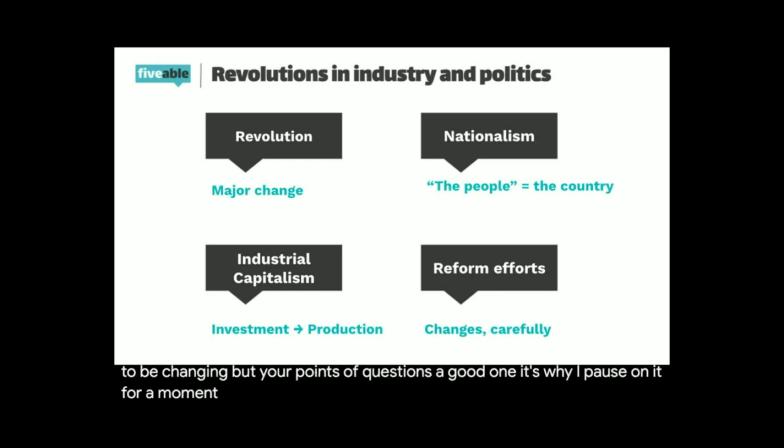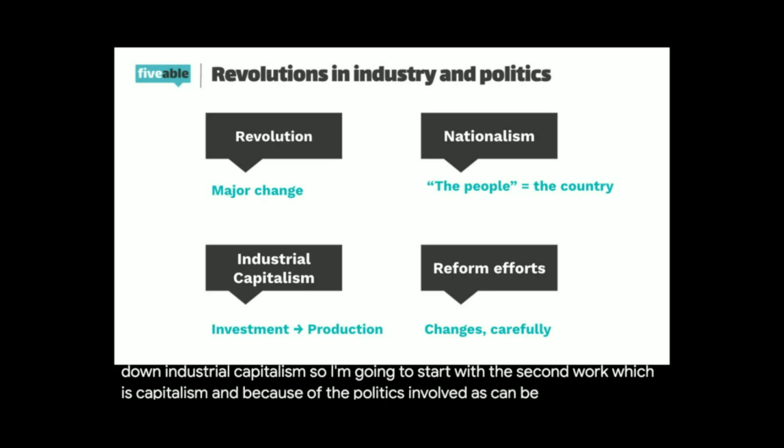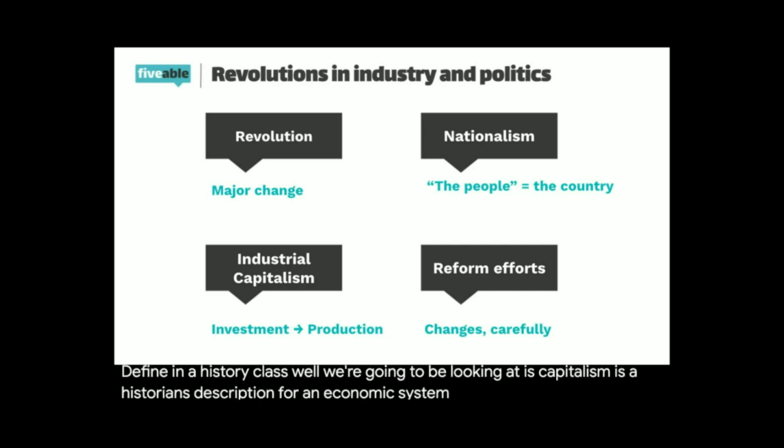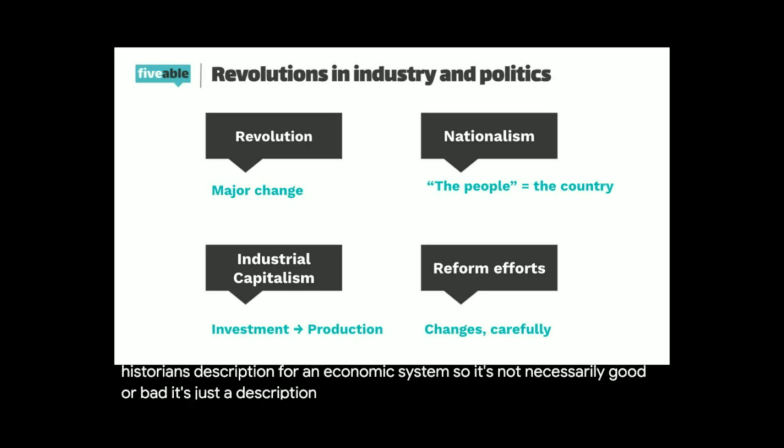All right. So if you're going to write anything down, then you might write down industrial capitalism. I'm going to start with the second word, which is capitalism. And because of the politics involved, this can be a difficult word to define. In a history class, capitalism is a historian's description for an economic system. Okay, so it's not necessarily good or bad, it's just a description of a system.